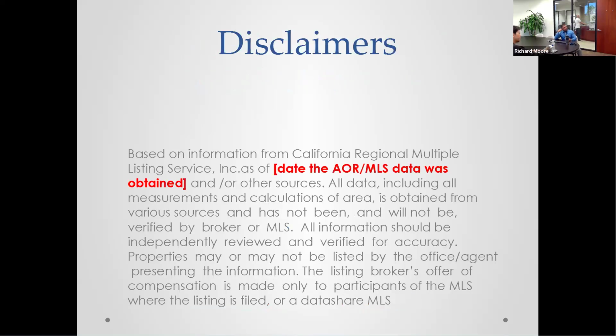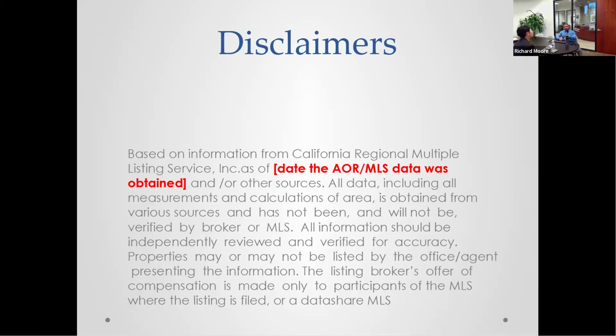And then disclaimers, if you're going to send out a market update, you have to include this disclaimer based on information from California Regional Multiple Listing Service, Inc. as of, and then the date range. Like if you're going to do a market update for April, you're going to say from April 1st, 2026 through April 30th, 2026. And then all the rest of this. That's pretty much saying, this is where I got the information from the MLS between this date and this date. And me, the agent, sharing the information with you may or may not have been the listing and or buying agent of any of these properties.